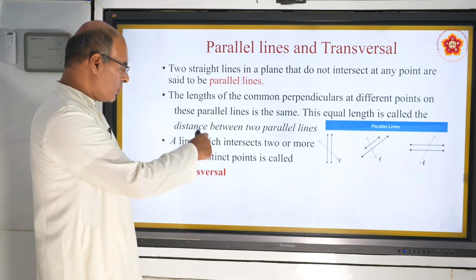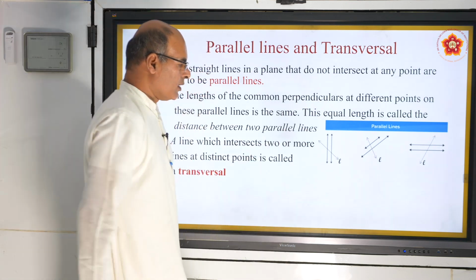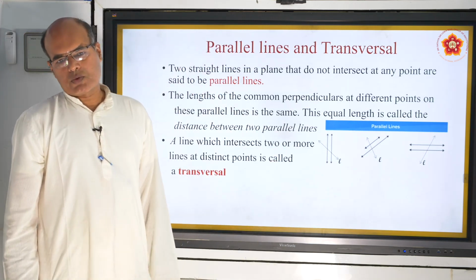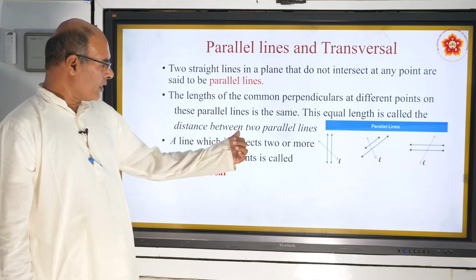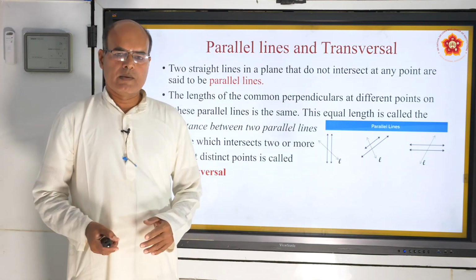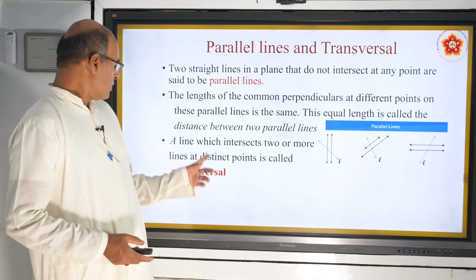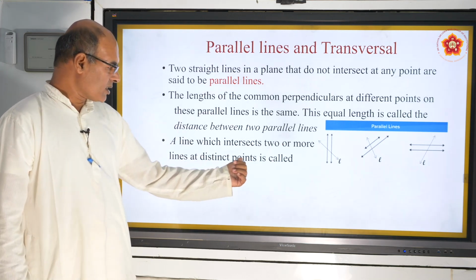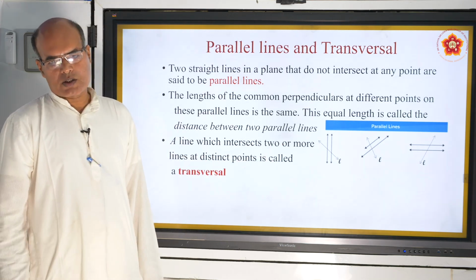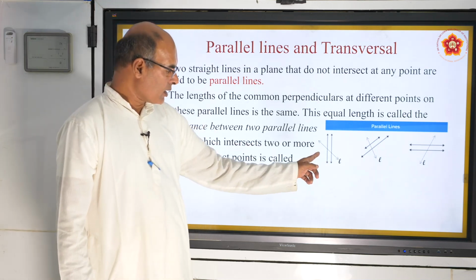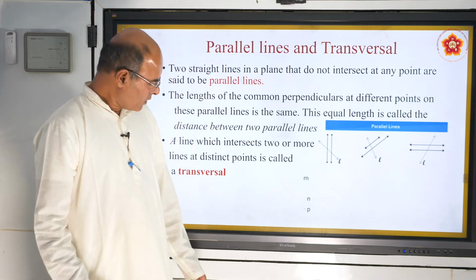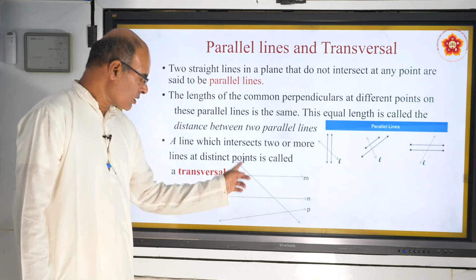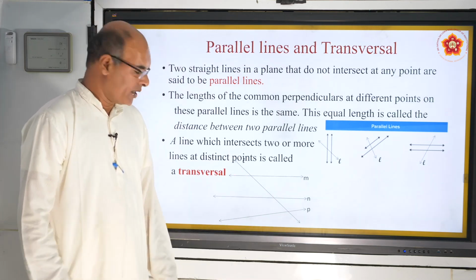The distance is the same. Therefore these are parallel lines. If another line falls on those lines, look here, I have drawn one more line L. It is called a transversal. A transversal is a line which intersects two or more lines at distinct points. Here this transversal cuts two lines in all these figures. In this figure we have three different lines, and this is the transversal. It cuts all three lines at different points.